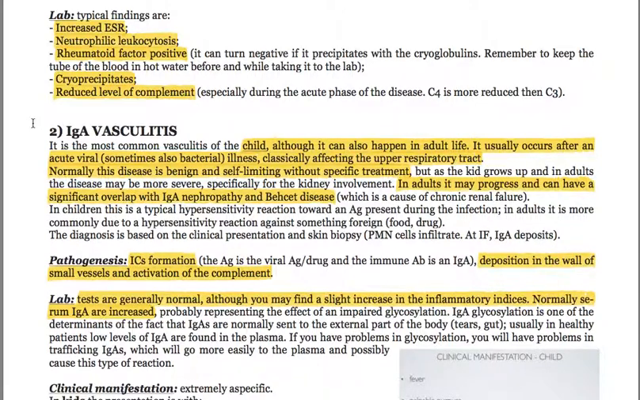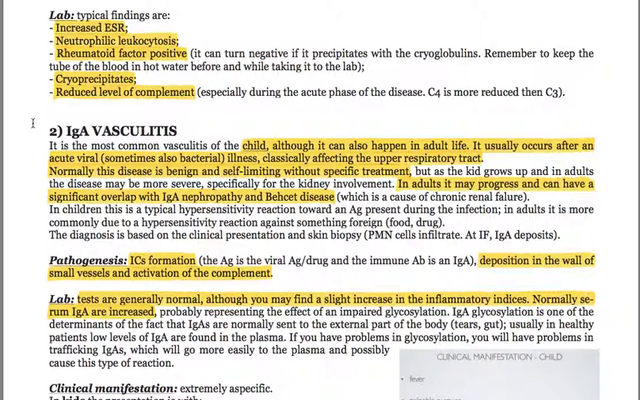disease may be more severe, especially for the kidney involvement. In adults, it may progress and can have a significant overlap with IgA nephropathy and Berger's disease, which is a cause of chronic renal failure. In children, this is a typical hypersensitivity reaction toward an antigen presented during the infection. In adults, it's more commonly due to a hypersensitivity reaction against something foreign like food or drugs.